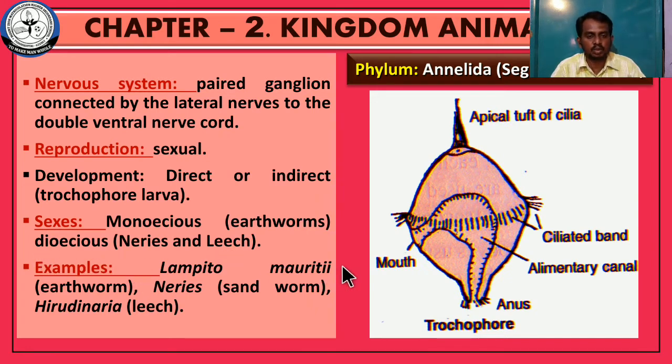Lumbricus terrestris is the zoological name of earthworm. And nereis is otherwise called a sandworm. And a leech is otherwise called Hirudinaria.